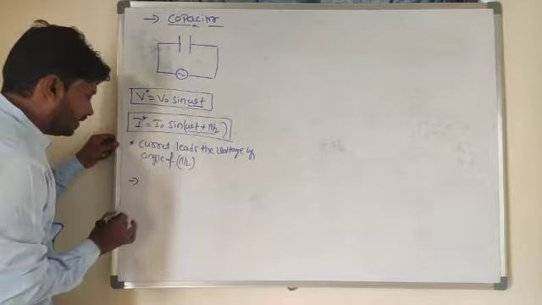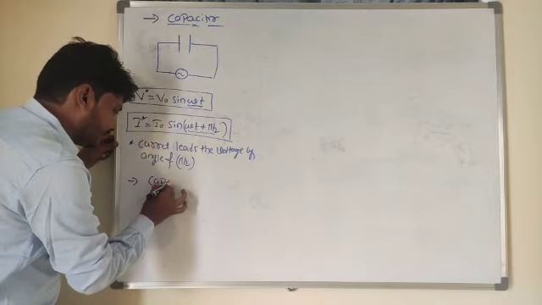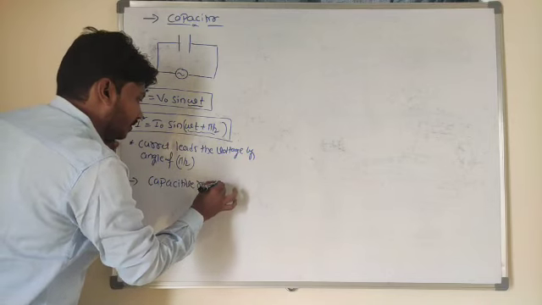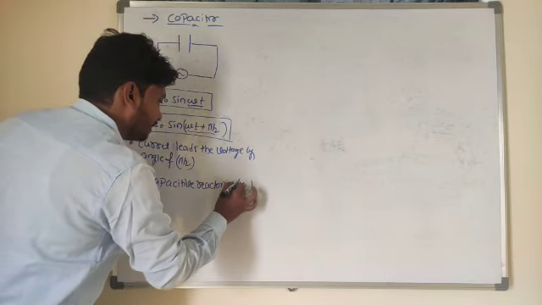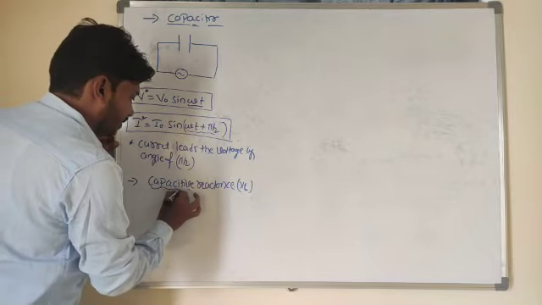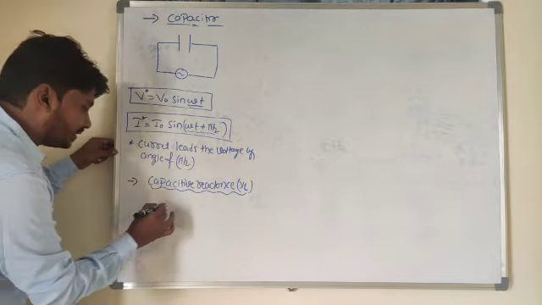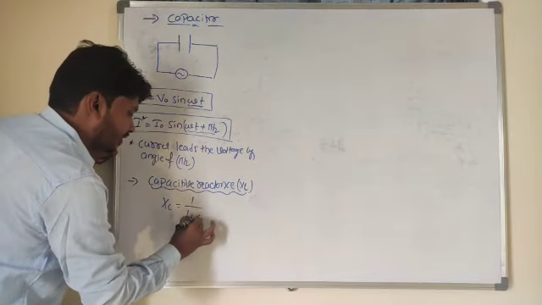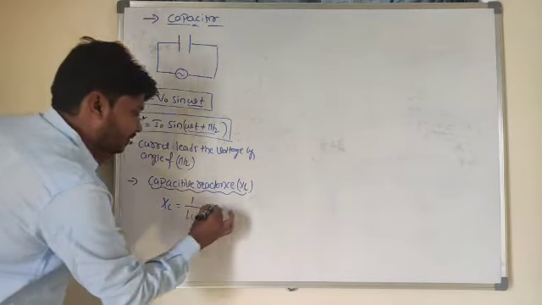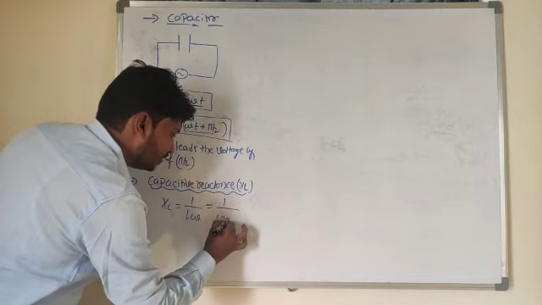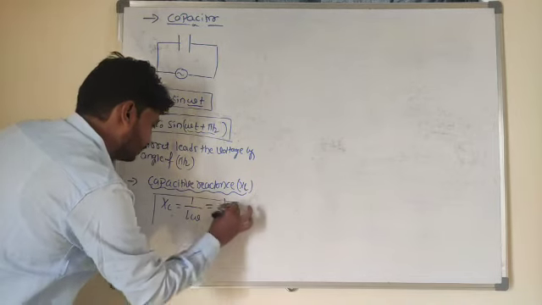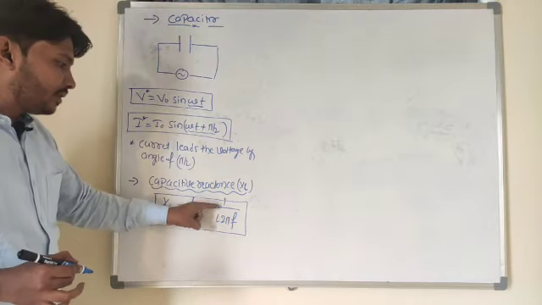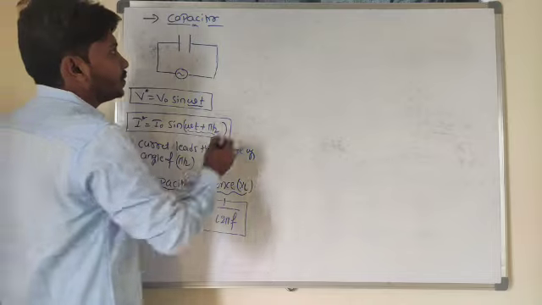Now let me look at the capacitive reactance. Capacitive reactance is represented by the symbol X of C. What is the mathematical expression for the capacitive reactance? X of C is equal to 1 divided by C into omega, where omega I can rewrite as 2 pi into F. So the expression is X of C is equal to 1 divided by C into 2 pi F.